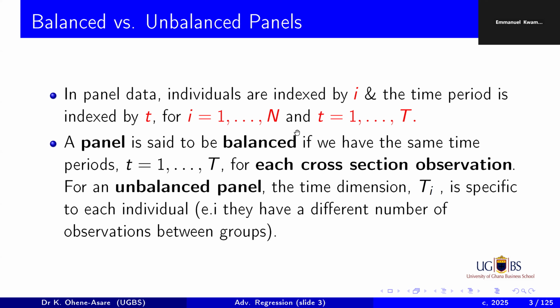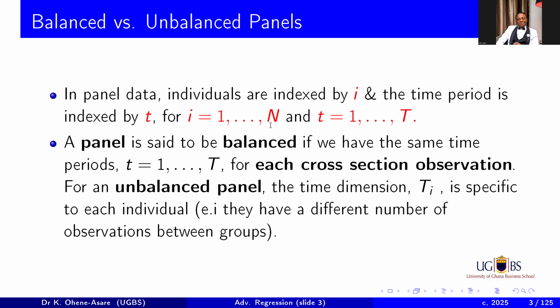Now, the time period is indexed by t. The individuals are indexed by i, numbered 1 to capital N, where N is the total number of individuals. Please, when I say individuals, I don't mean human beings. Individuals can be companies, multiple industries, or multiple cities. You can be analyzing the crime rate in every city. Individuals can even be countries.